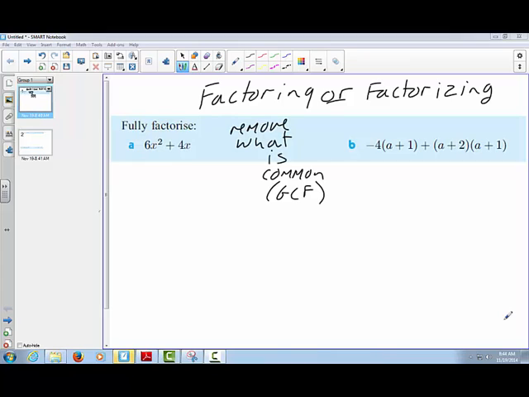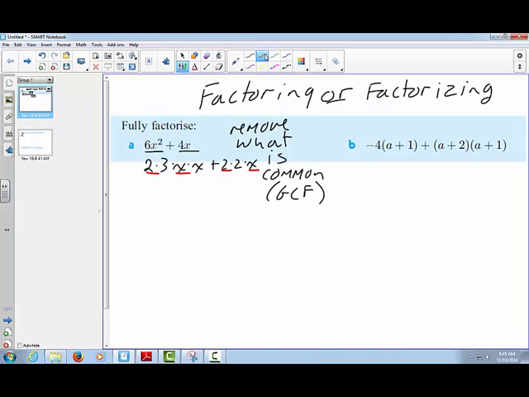If we look at the first two terms, part A, we have 6x squared and 4x. What's common? I have a 2 that can be removed from the 6 and the 4, and an x that can be removed from x squared and x. So our greatest common factor, I'll just show you, is 2 times 3 times x times x plus 2 times 2 times x. So I can remove the 2, the x, the 2, and the x.